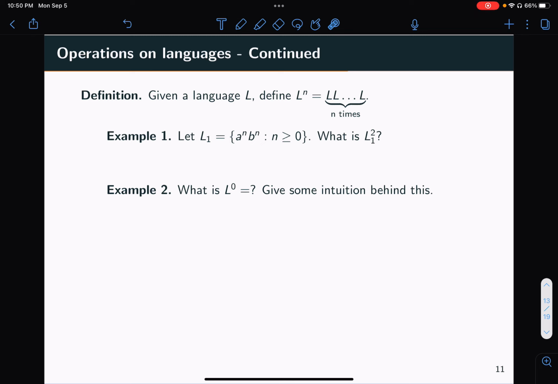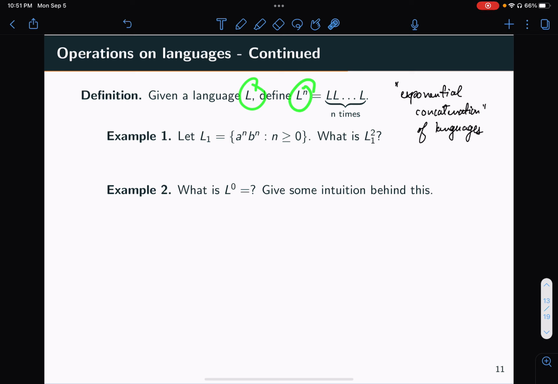The next operation is very similar to the exponential concatenation of strings. In this case, I just have the exponential concatenation, right? Again, this is very loosely written, exponential concatenation of languages. So what does that look like? That just looks like if I have a language L, then L to the n is just concatenating L with itself n times, right?